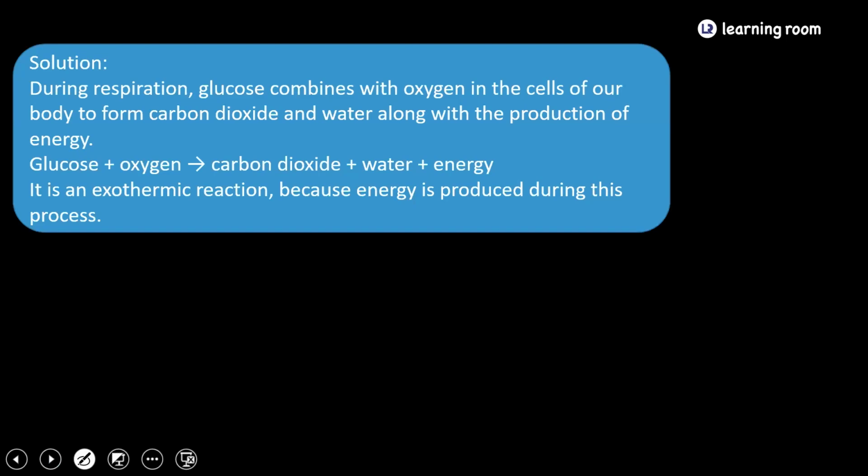During respiration, glucose combines with oxygen in the cells of our body to form carbon dioxide and water along with the production of energy. So the carbon dioxide comes out, and it gives energy, so it is called an exothermic reaction.